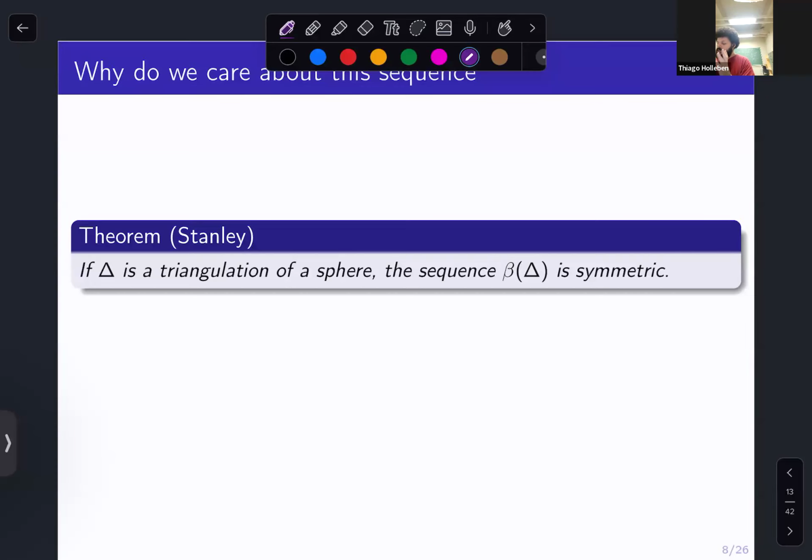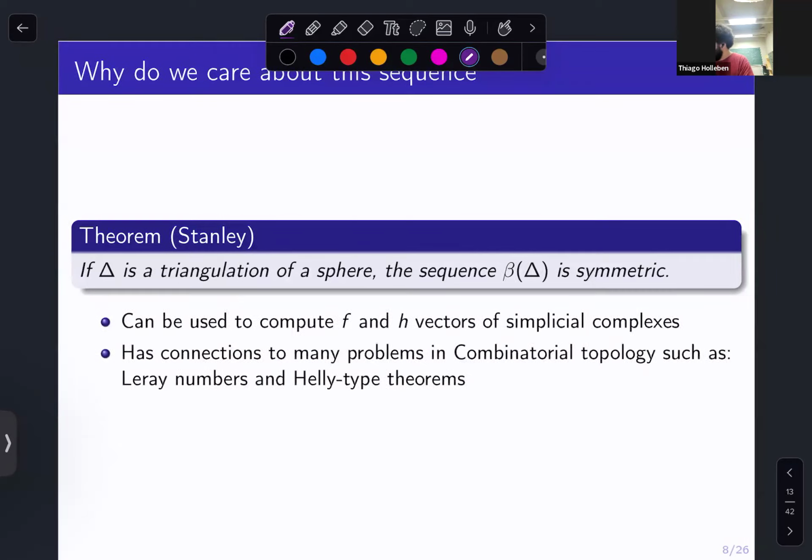To me, this is a very nice theorem relating this sequence, which is about homology, to the combinatorics of the simplicial complex.